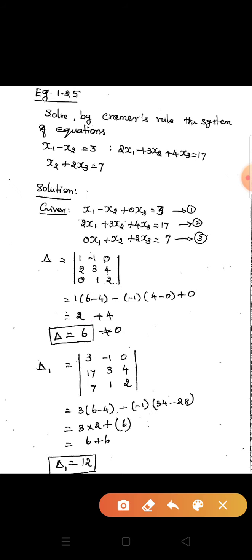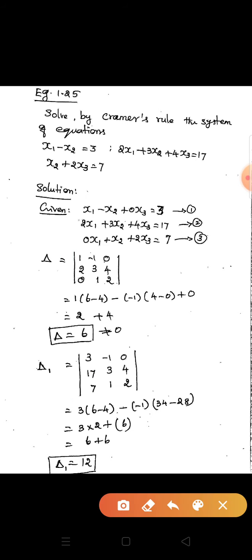And we are going to find delta 1. How do you find the delta 1 value? We replace the first column. What is the first column element? 1, 2, 0 is replaced by 3, 17, 7. So we write the first column as 3, 17, 7. The second column, minus 1, 3, 1, has no change. And the third column, 0, 4, 2, also has no change. This is called delta 1.